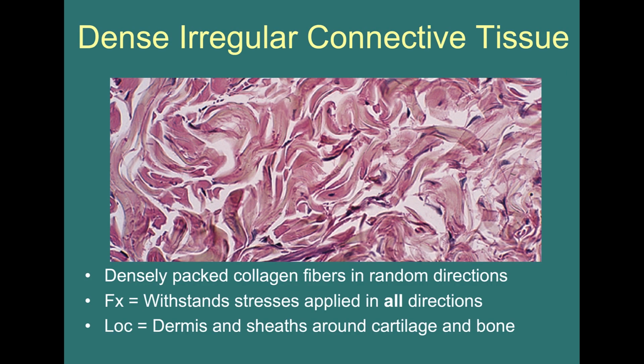Looking here, this is much different than what we just saw. And so in this image, we see collagen fibers, but these collagen fibers are going in random directions. Some are coming out of the screen at you. Some are going to the right and to the left. Some are going to the top and the bottom. Some are going at different angles. And so this is our dense irregular. There's no regularity of those collagen fibers. So this is going to withstand stresses that are applied in all directions.